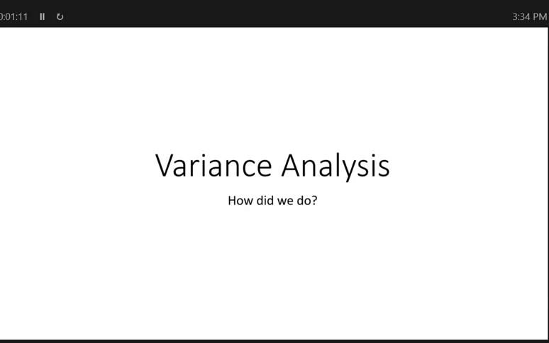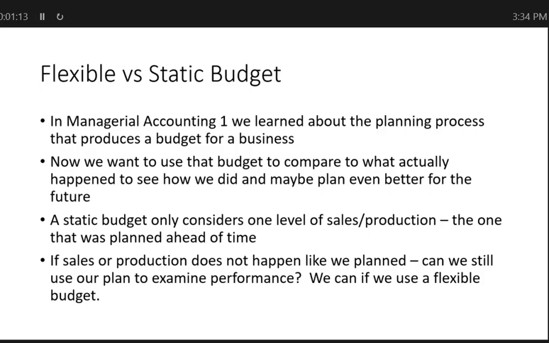So back in Managerial Accounting 1, we learned about the planning process, the reason why we create budgets, to have a vision, to know where we're heading in our business. But to get better at that, we need to take that budget, that plan, and compare it to what actually happened. That may help us get better at planning. It also may identify our weaknesses so that we can improve and become a better company.